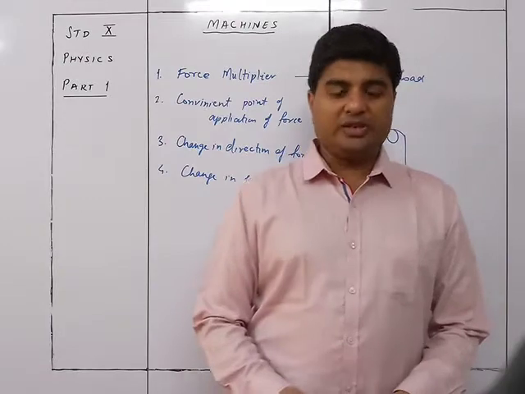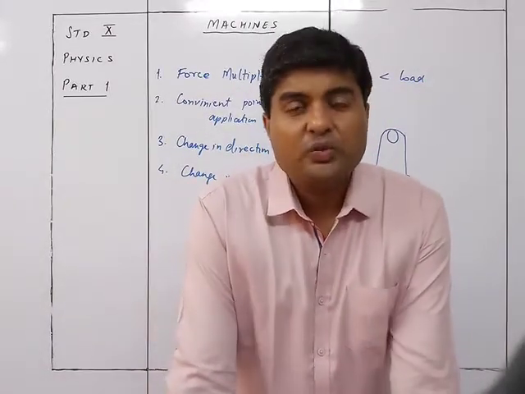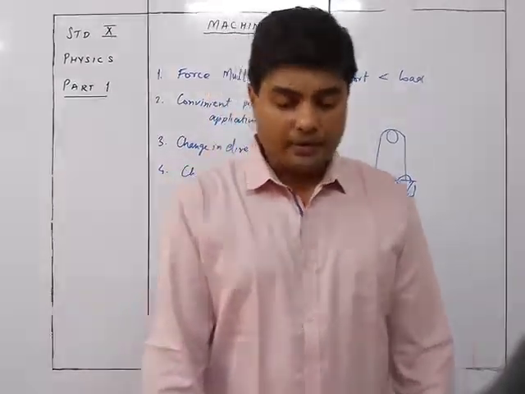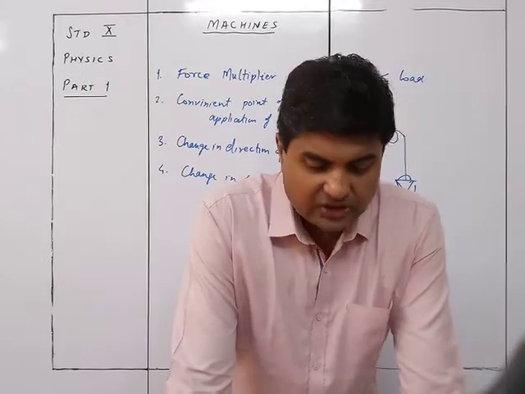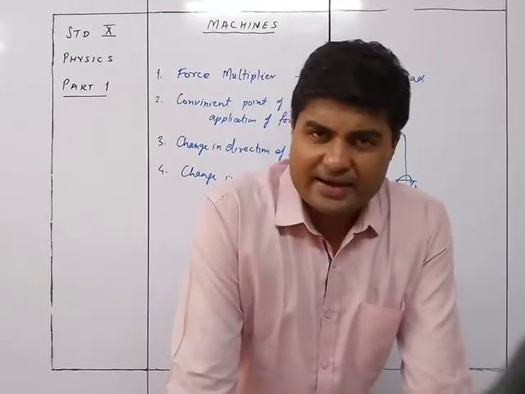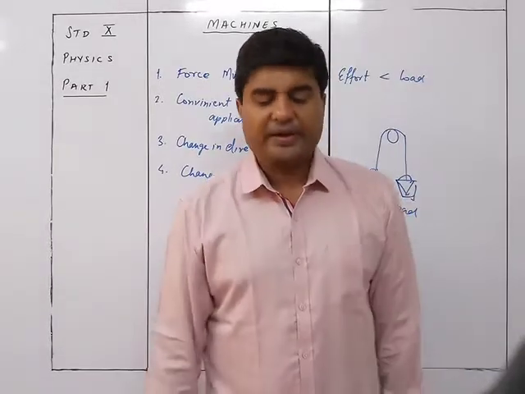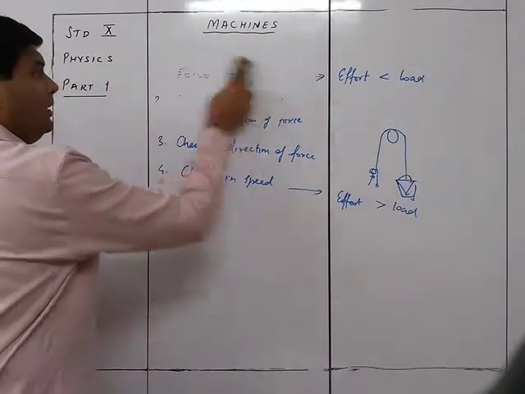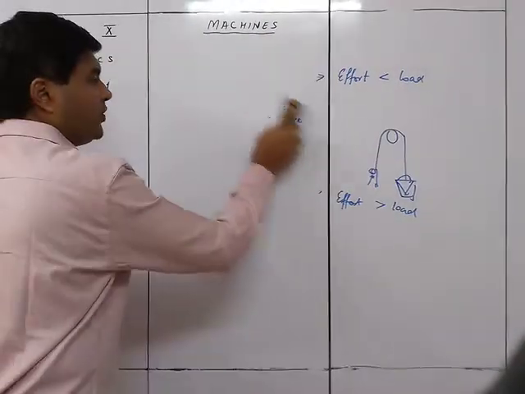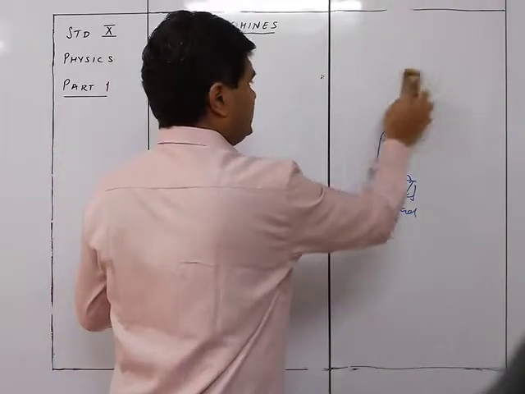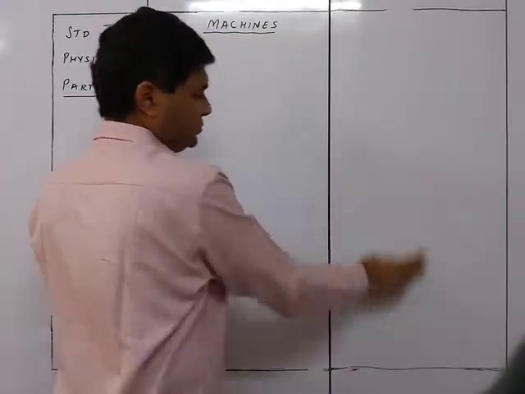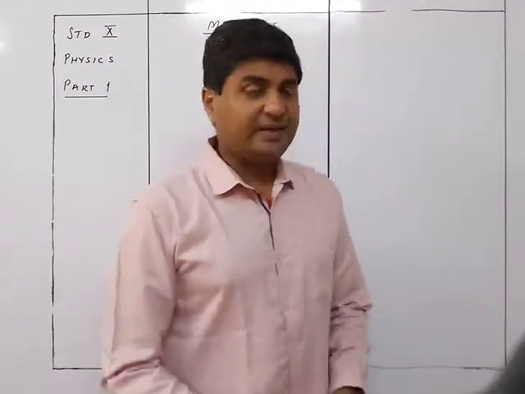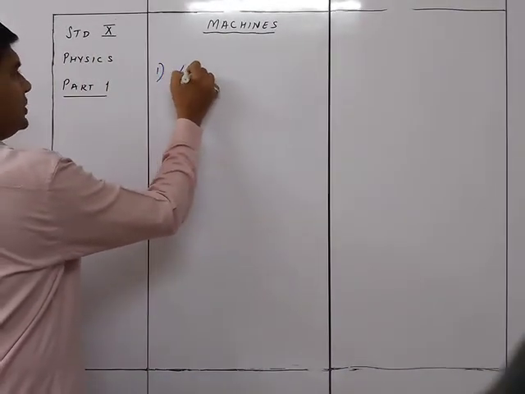So we understand that machines are devices by which we can either overcome a large resistive force at a point by applying a small force at a convenient point and in the desired direction, or by which we can obtain a gain in speed. Okay, so this was the general definition and information about machines. Now we are going to see some very important terms which we are going to use in the chapter. The first one is load.